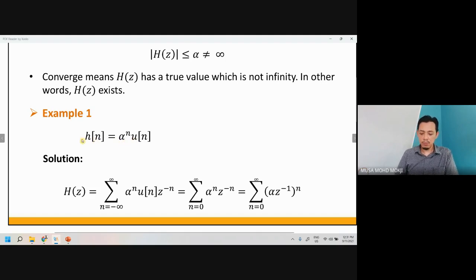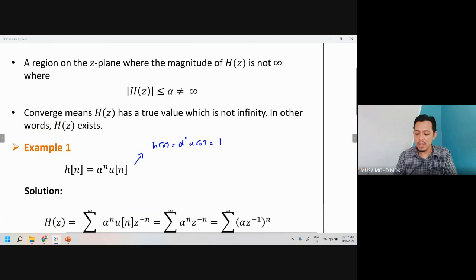So what is the length? If we plot this, let's say we have h[0], you will see this is alpha to the power of 0, u[0]. What is u[n]? u[n] is a step signal. And this one becomes 1. Whatever the value of alpha is, to the power of 0 becomes 1, and u[0] is 1. So this is the step signal: 0, 1, 2, everything is 1 until infinity. So this is u[n].